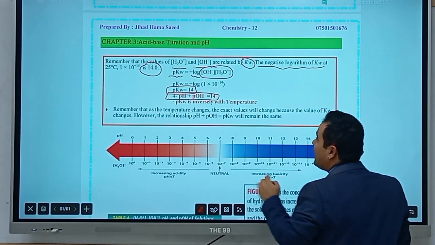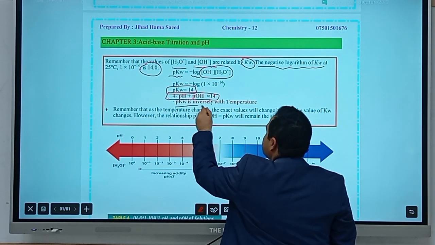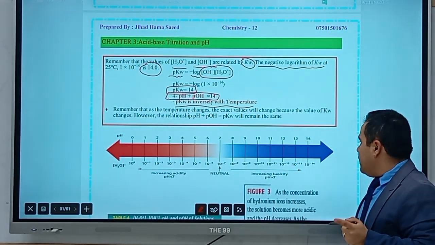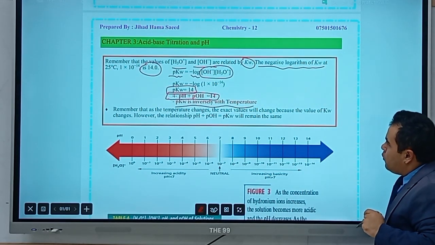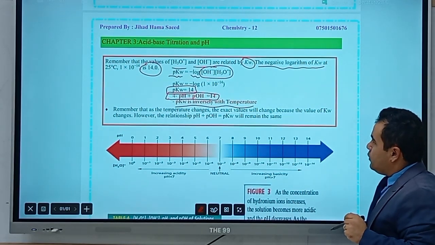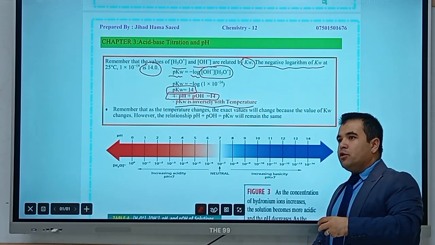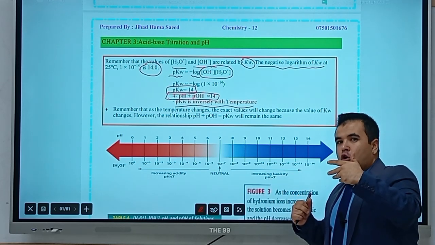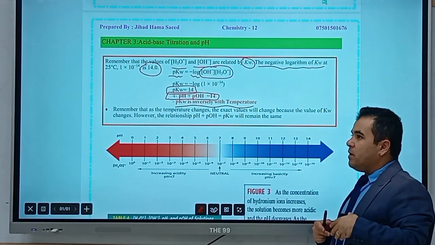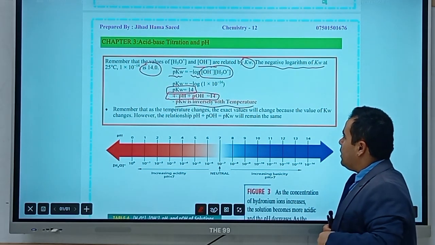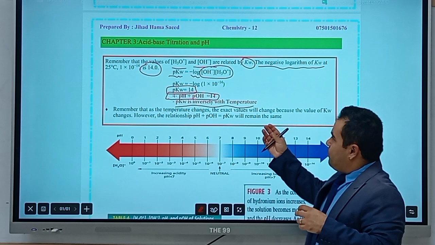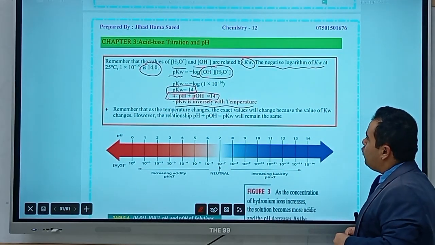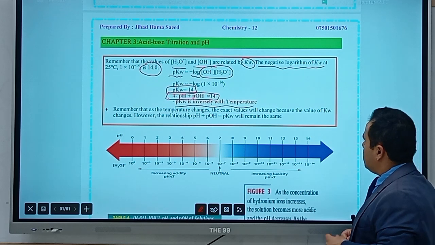And guys, unlike the Kw, pKw is inversely proportional with temperature. It means as the temperature increases, the pKw, which is the negative log of the Kw, reduces, but the Kw increases. So temperature has an inverse proportionality with the pKw, but a direct proportionality with the Kw.